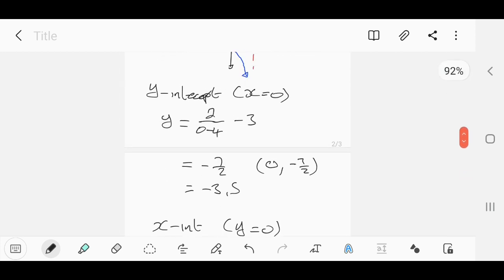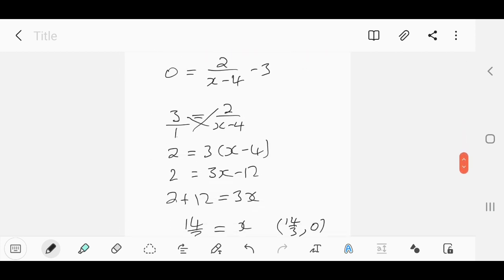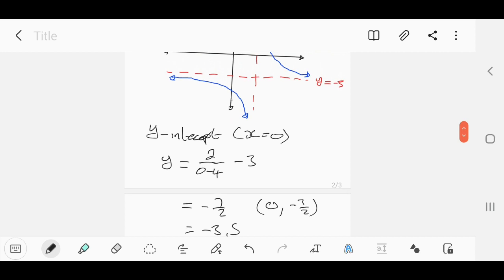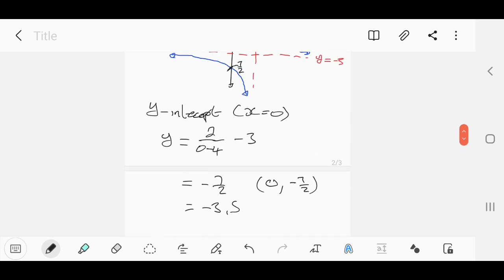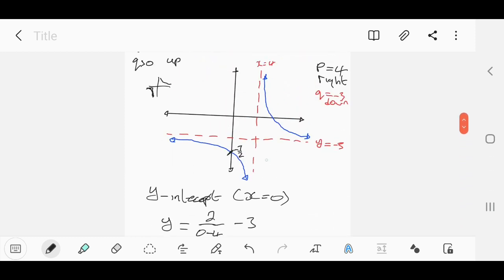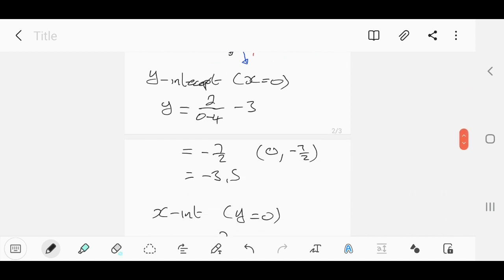So where do we put it? Our y-intercept is minus 7 over 2. So we show them here that this is minus 7 over 2. So you must show it. And this is what? 14 over 3 here. So this is 14 over 3. Then you're done.